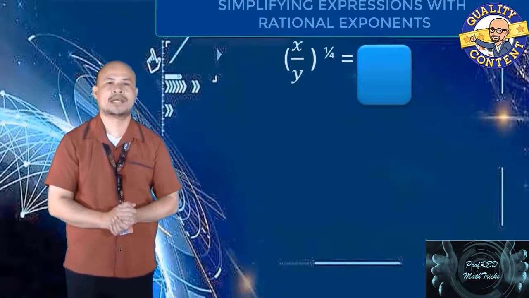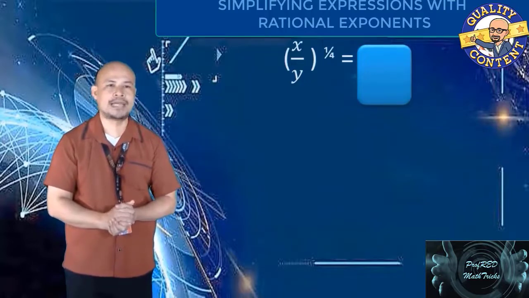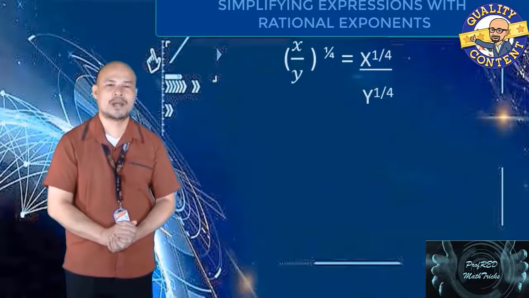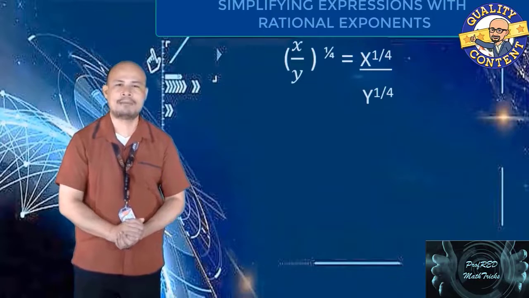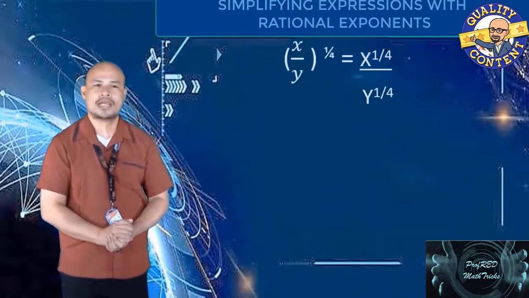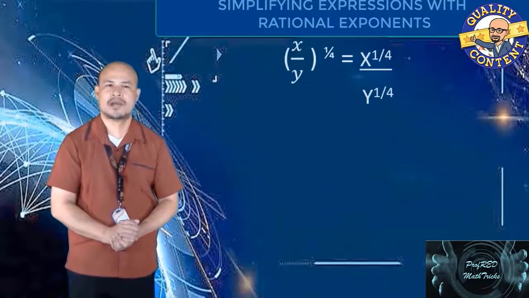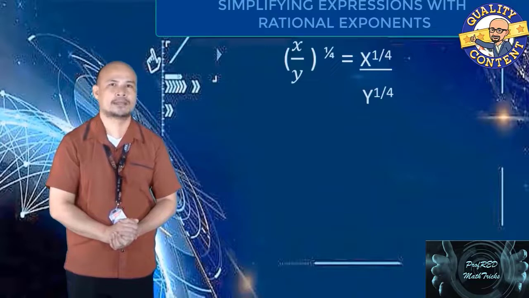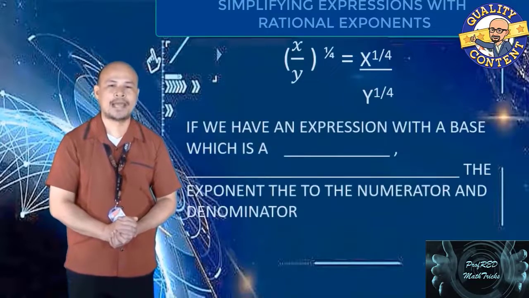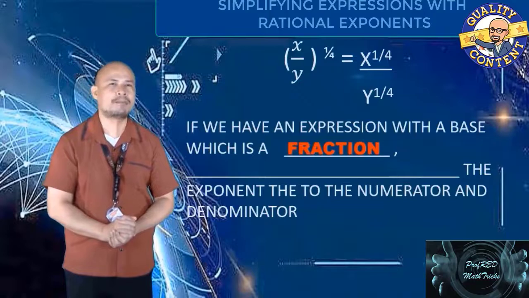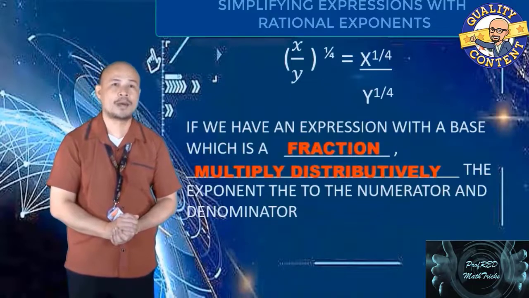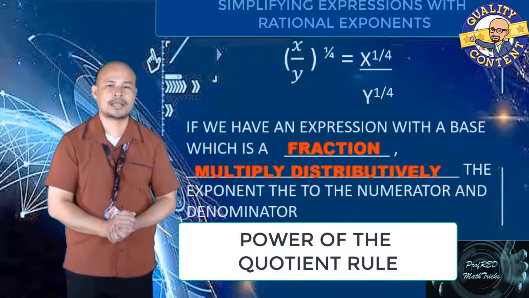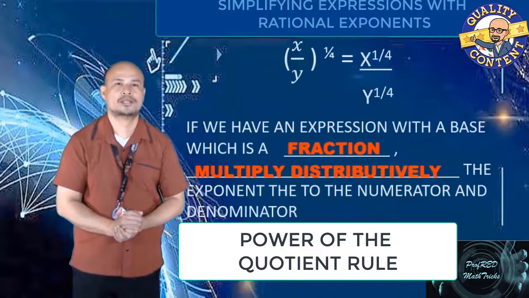Quantity x over y raised to the power of 1/4 is simply equals x raised to the power of 1/4 over y raised to the power of 1/4. How many bases do we have? Is our base a fraction? How many exponents do we have? What did we do with the exponent? If we have expression with a base which is a fraction, multiply distributively the exponent to the numerator and the denominator of this fraction. This is called the power of the quotient rule.